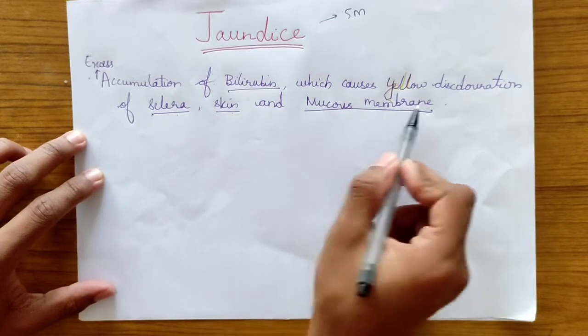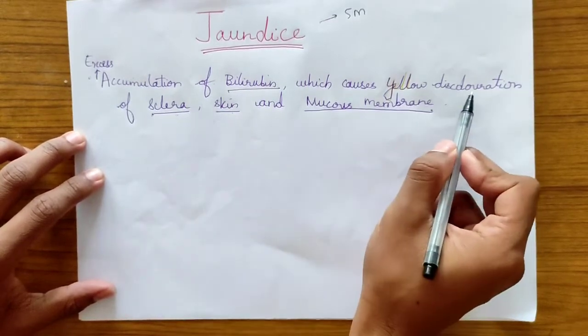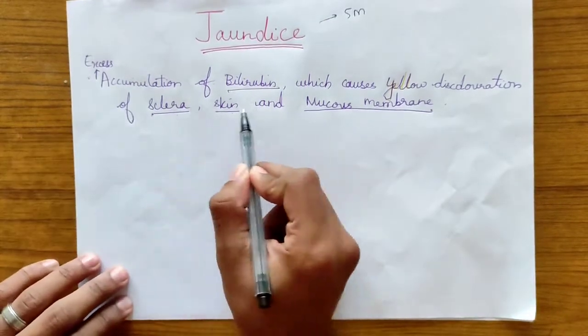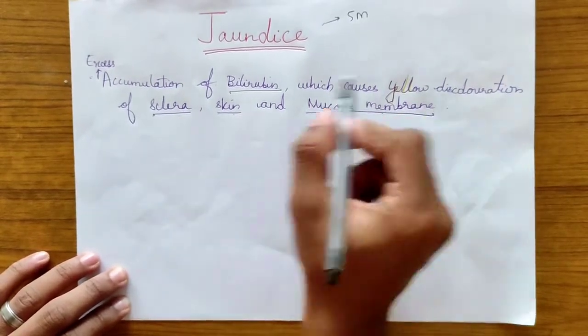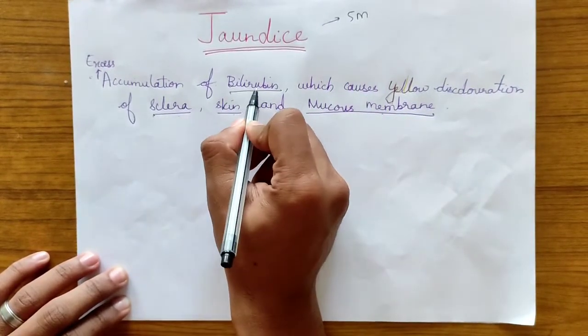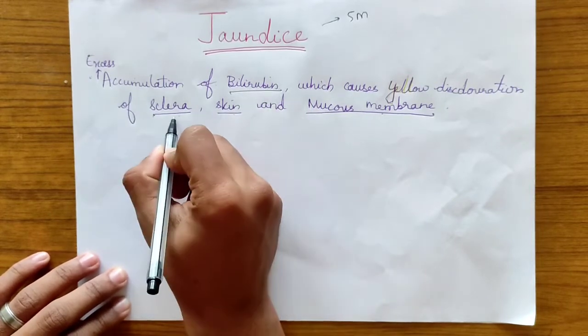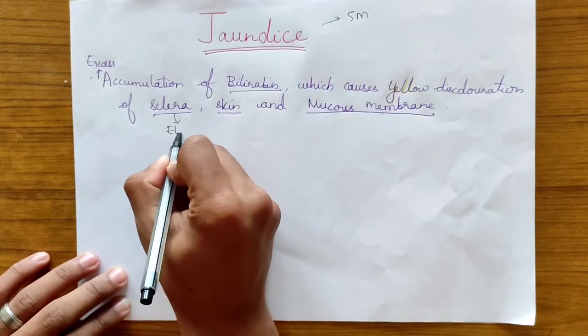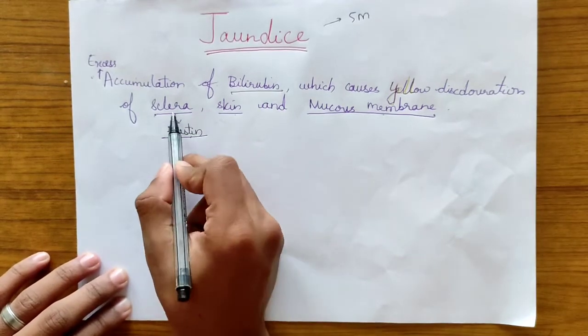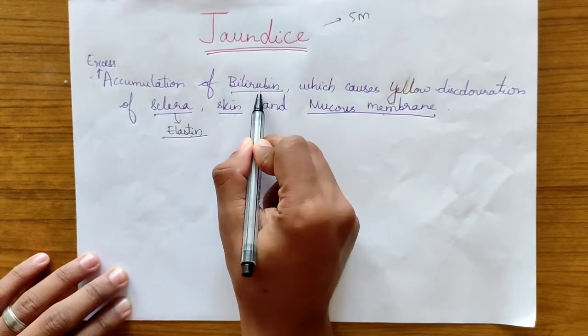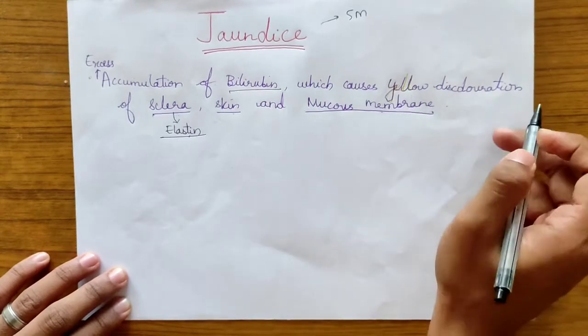So this occurs in order. The first yellow discoloration happens in the sclera, then in the skin and then in the mucous membrane. The discoloration happens in the sclera due to the attachment of this excess bilirubin with the elastin compound. So this elastin which is present in the sclera attaches with the bilirubin and causes yellow discoloration.